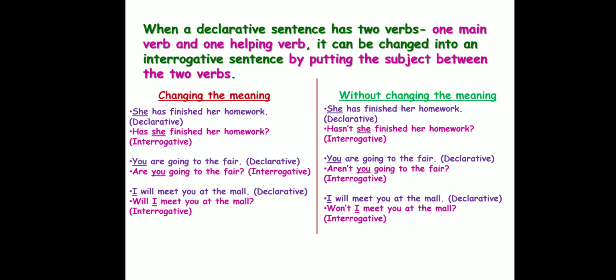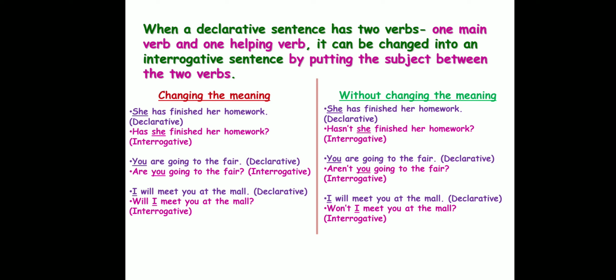Now children, I know this is a bit confusing for you. So keep this in mind. Whenever you get to change a declarative sentence to interrogative, you can do it both ways. But it is always simpler to do it by changing the meaning. You will get it correct if you do it like that. That's always correct. But when you have I and you, do it with the not contraction. I and you are exceptions. I hope that's clear. If it's not clear, replay the video, watch it once again to understand.